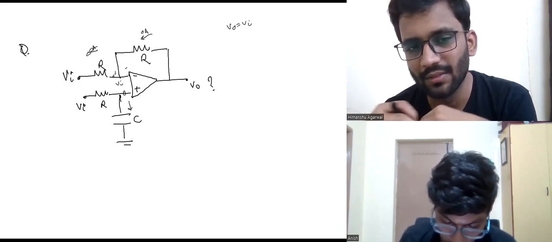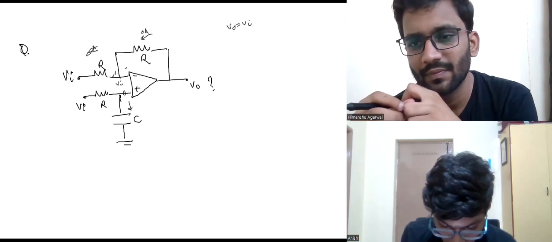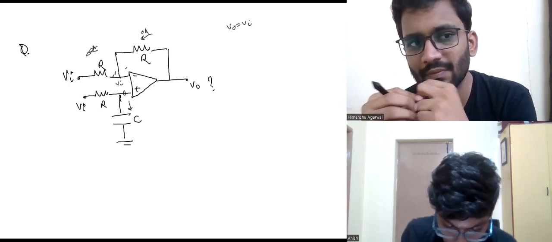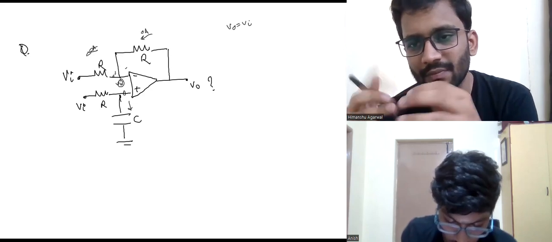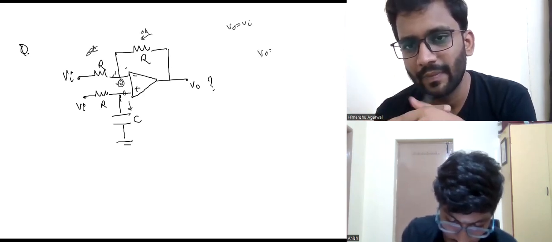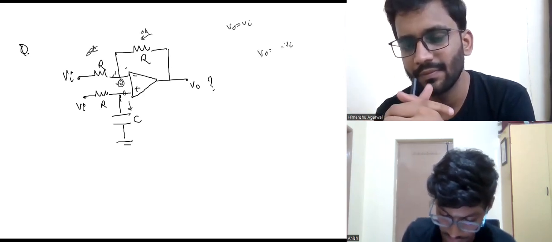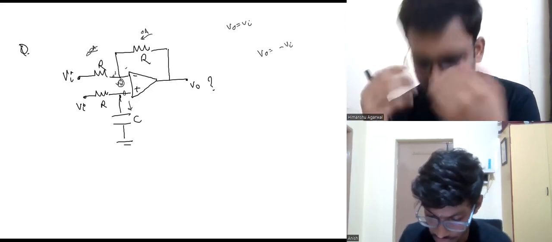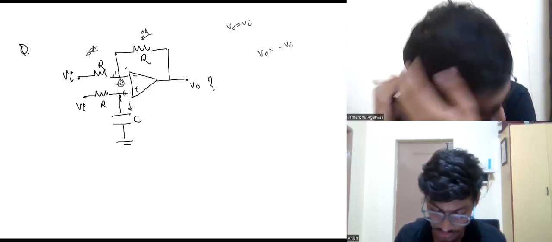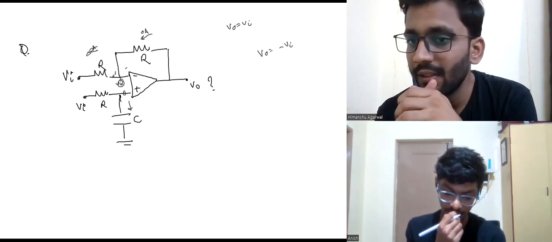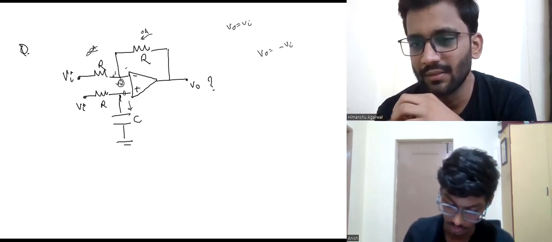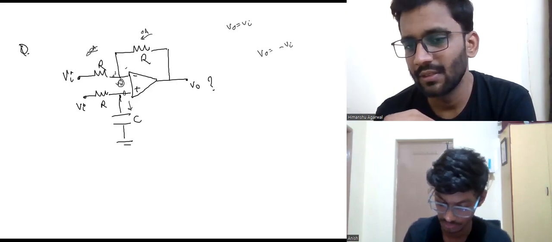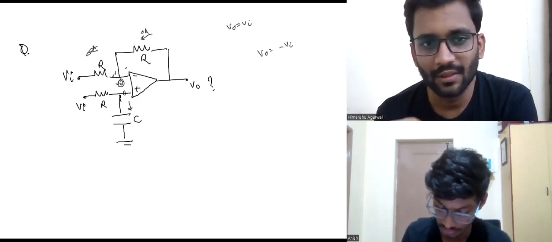Now at infinite frequency, what is happening? This is getting virtual short, so this will become 0 volts. If this is 0 volts, V naught will be equal to basically minus VI, if you apply KCL at that non-inverting node. So I think it can be an all pass filter or a band stop filter, because we are getting gains at both ends of the spectrum. It can be either of those.